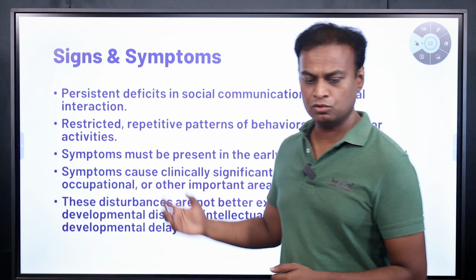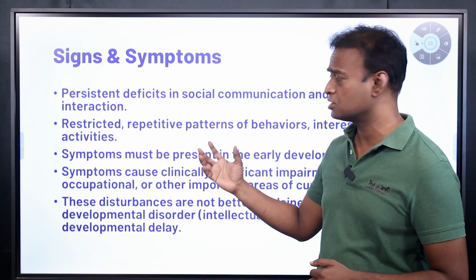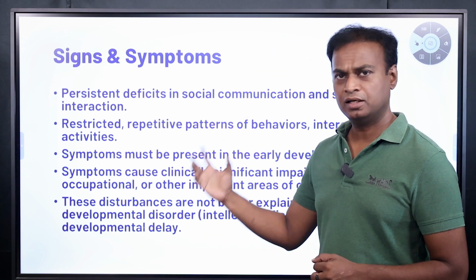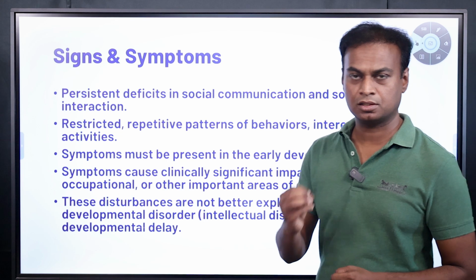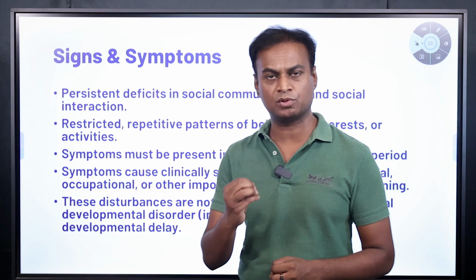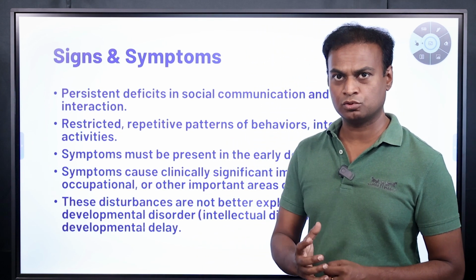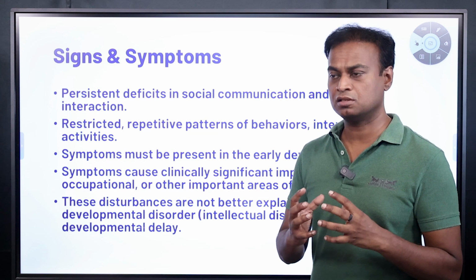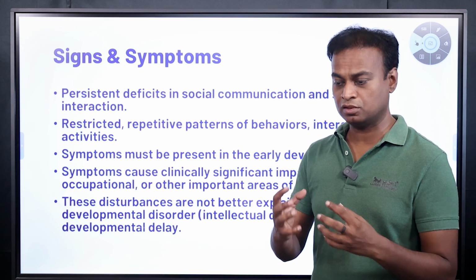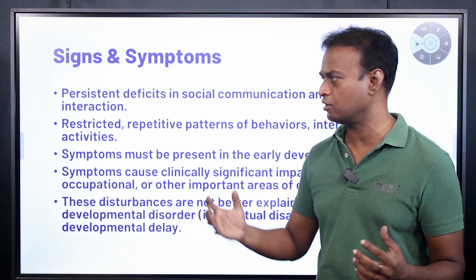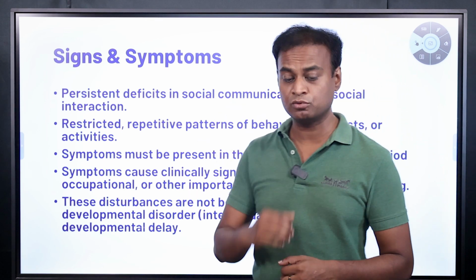Okay, now we will go one by one. This is a chart taken from DSM-5. DSM is the Diagnostic and Statistical Manual of Mental Disorders, proposed by the American Psychiatric Association. We have to discuss autism from their context. That is the standard book, or standard way, of defining and diagnosing autism.